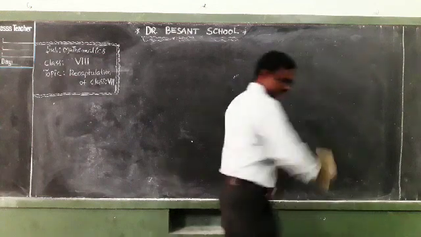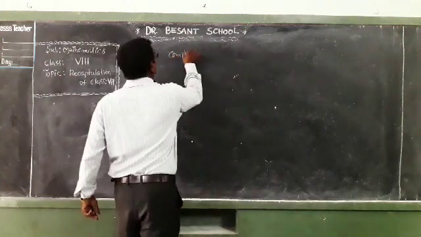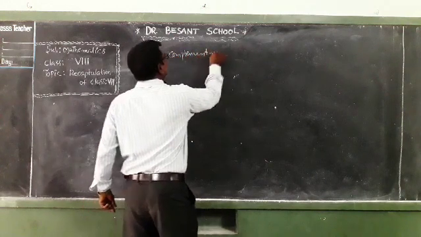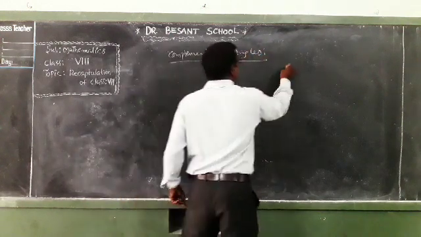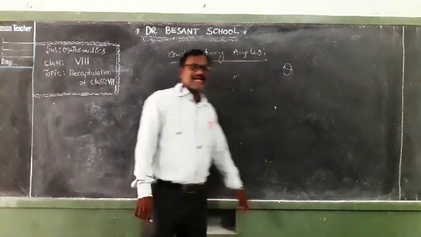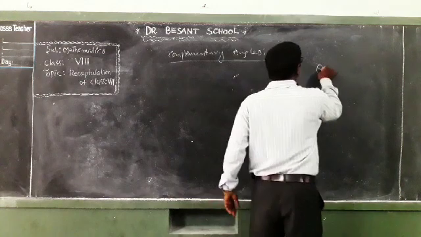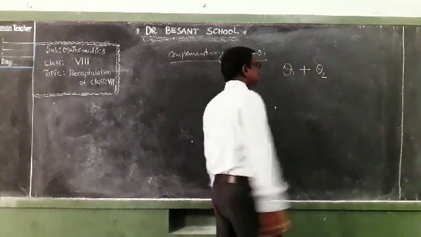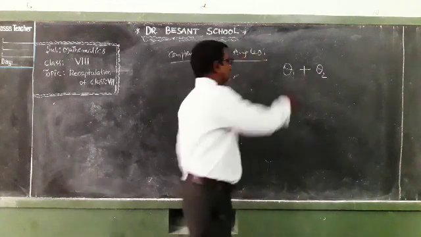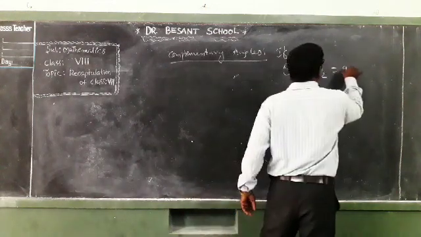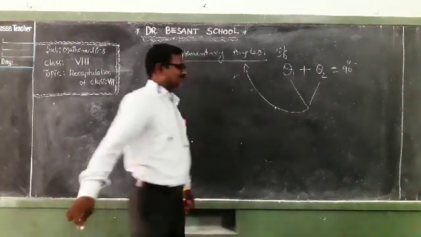See, we learned complementary angles. Actually, an angle is denoted by the Greek letter theta. So let us suppose theta 1 is one angle, theta 2 is another angle. If the sum of the measures of these two angles, that means if theta 1 plus theta 2 is equal to 90 degrees, then these two angles are said to be complementary angles.